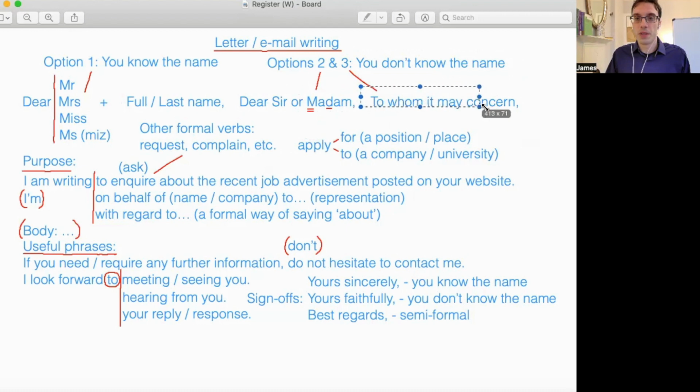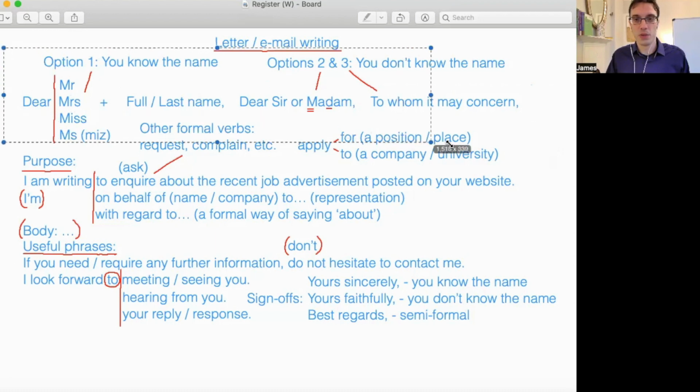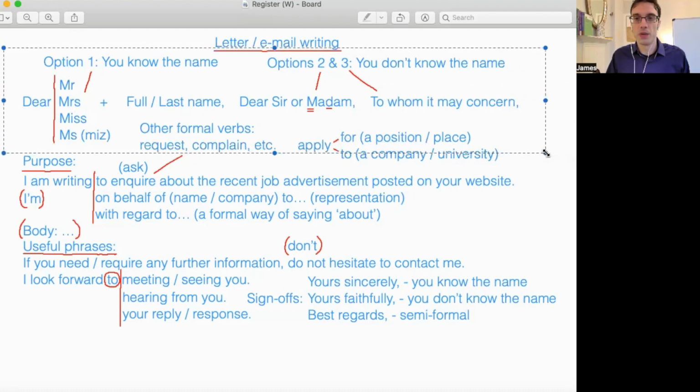Also, there is another way to address someone if you don't know their name. And this is usually if you're writing to a company or something like that. It's the one I always use just in my personal life, and it's To Whom It May Concern. So these are some of the different ways you can start your email.